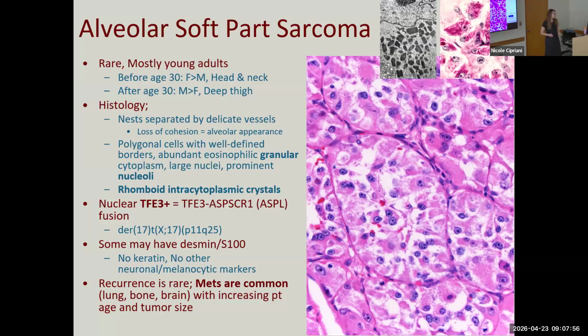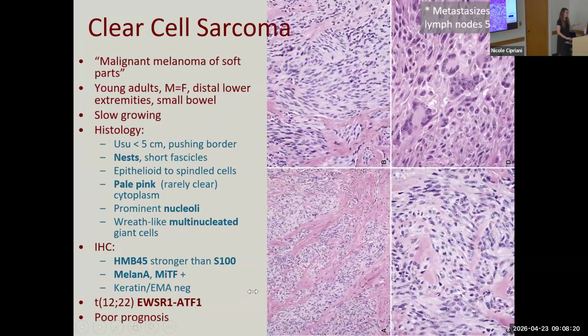All right, alveolar soft part. Oh gosh, when I do this on Saturday, I'm gonna have to speed it up. I don't know if I can go any faster, but I can. All right, alveolar soft part sarcoma. Usually younger patients. Nested, very pink, very epithelioid, prominent nucleoli, rhomboid crystals in the cytoplasm, stained with PAS, TFE3 rearrangement, so nuclear TFE3, otherwise no specific IHC. Metastases are common.